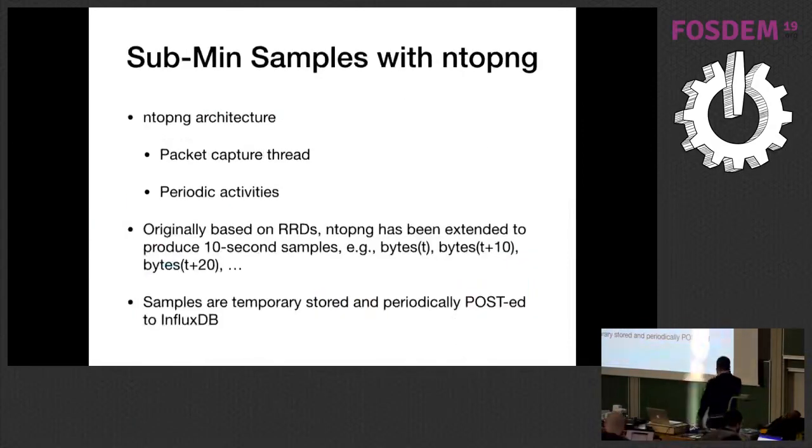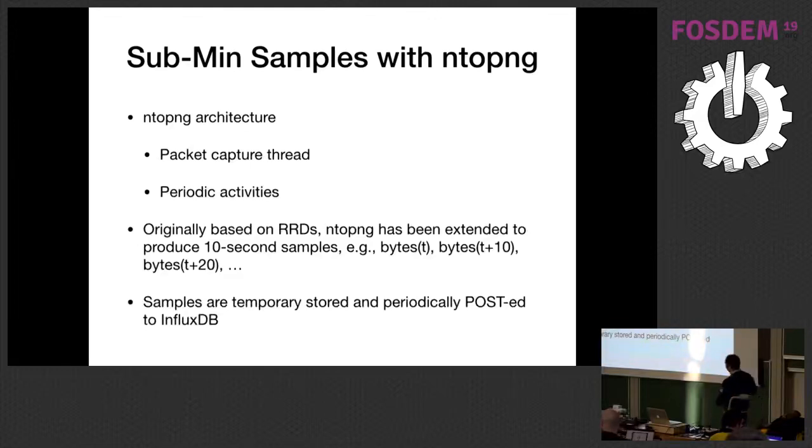So the architecture of nTopNG is multi-threaded. This means that basically we have one thread that is reserved for the capture of packets. And then we have other threads that run in parallel and are reserved for the generation of samples. So in our recent work, we extended those parallel threads for the metrics generation, and we changed them so that they can provide metrics at up to a resolution of 10 seconds.